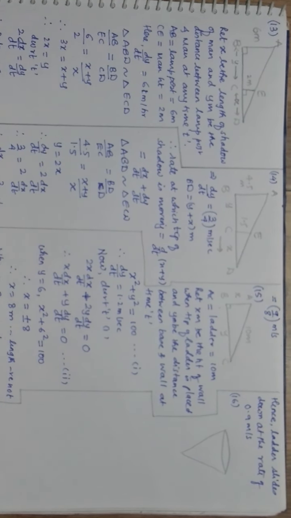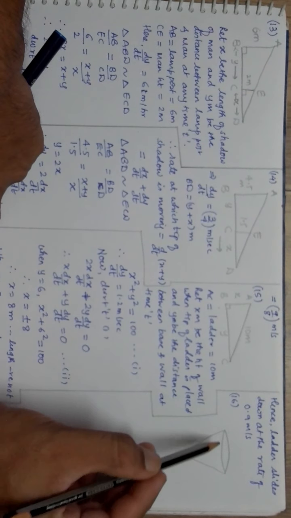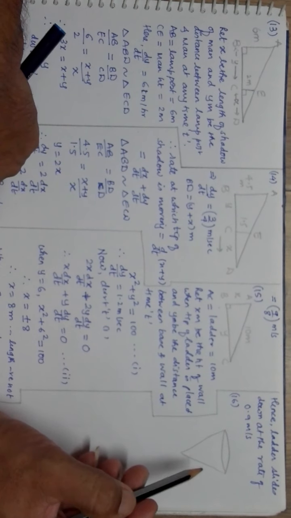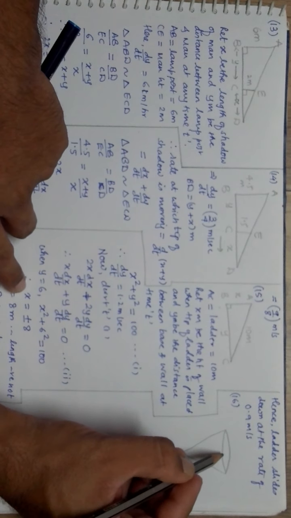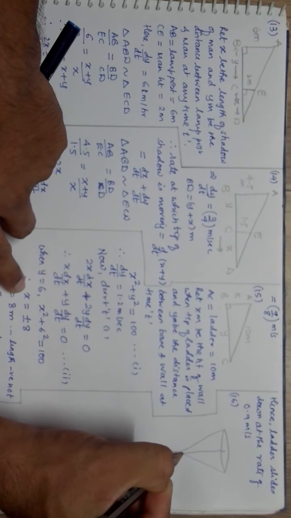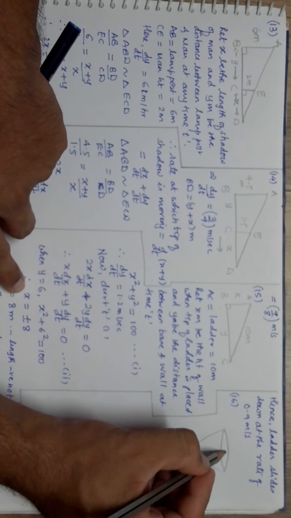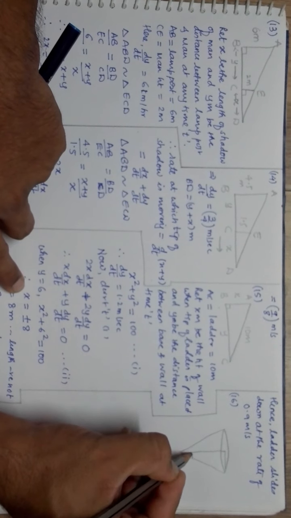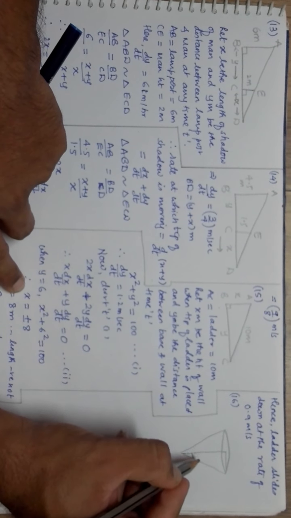Now what is meant by semi-vertical angle? Now say this angle which is there is called the vertical angle. The semi-vertical angle means the angle which is bisecting. So this angle which is there is 30 degree. This is your 30 degree.